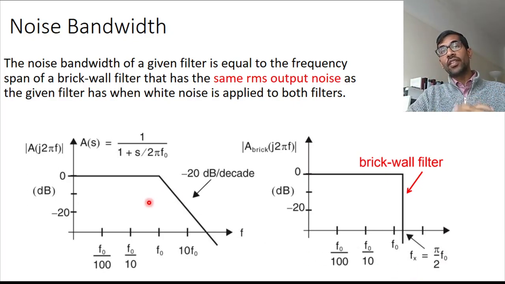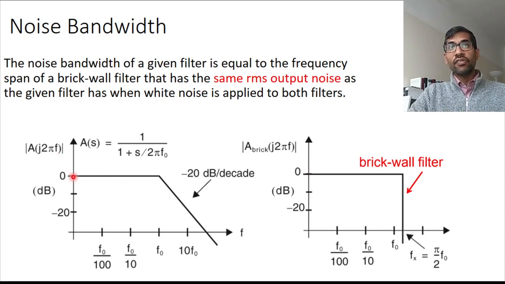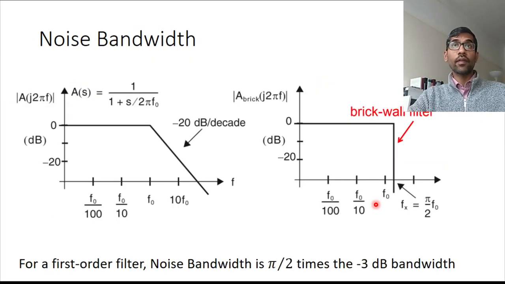If you know the noise bandwidth of the filter, then instead of calculating how much noise comes out of this filter at the output, we can just look at this filter and say, this is the equivalent filter in terms of noise power, and I can just calculate the noise power from here. So it makes the calculation of noise power much easier in this case. For a first order filter, if the cutoff of the filter is f naught, the noise bandwidth of that filter is going to be pi over 2 times f naught. So the noise bandwidth is pi over 2 times the minus 3 dB bandwidth, which is the cutoff frequency of the filter.